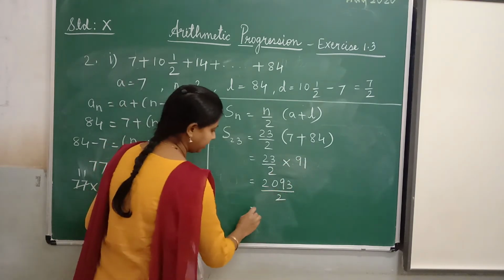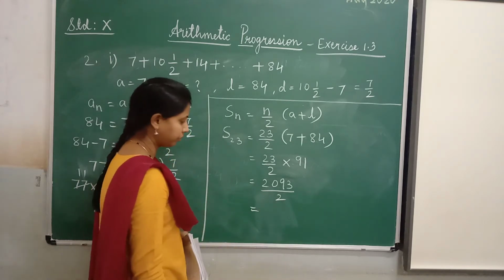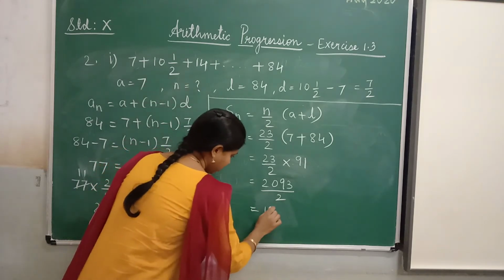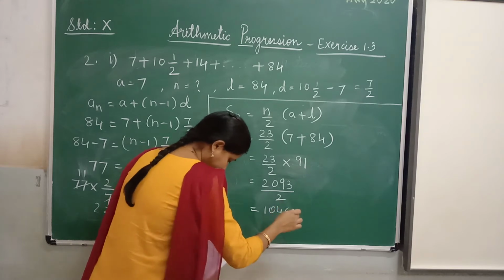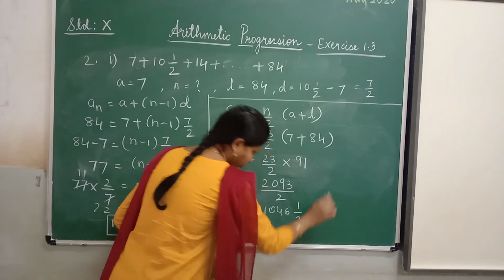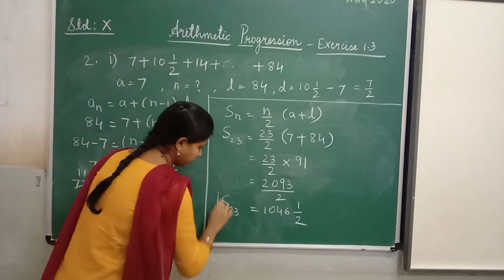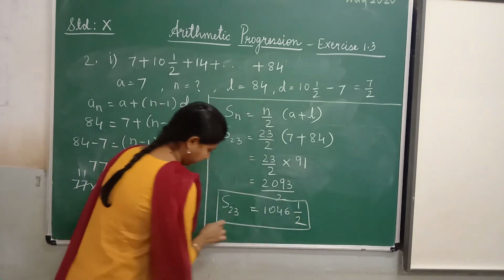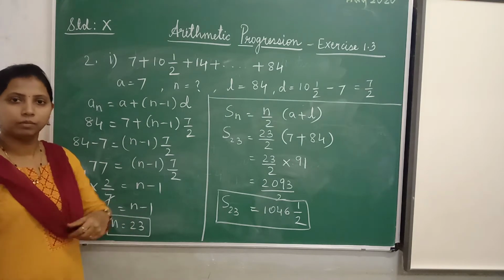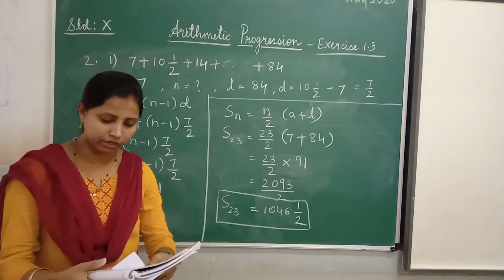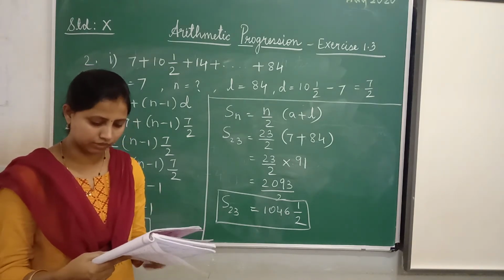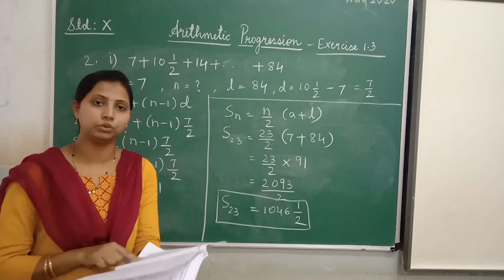Now this you can write in the mixed fraction form. Mixed fraction form you can write it as 1046 integer 1 by 2. Yes, this will be the sum of 23 terms of this particular AP. So the remaining two you can solve by yourselves. Now next, coming to the third one.